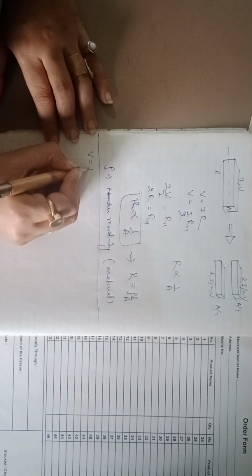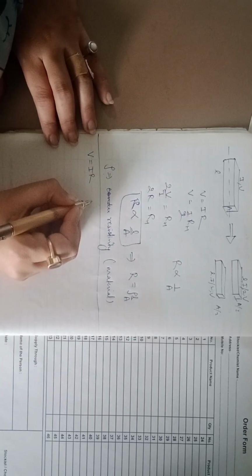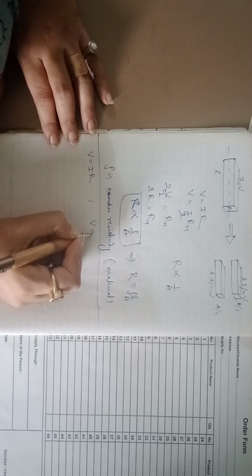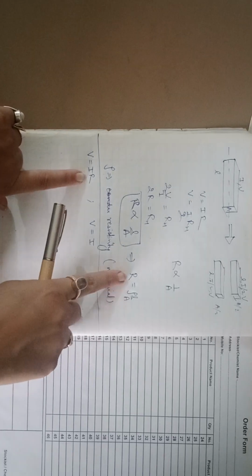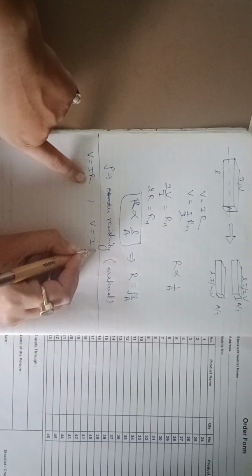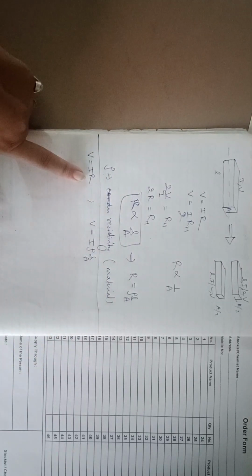We have seen that V is equal to IR. The value of R is rho L by A. So V is equal to I rho L by A. Okay.